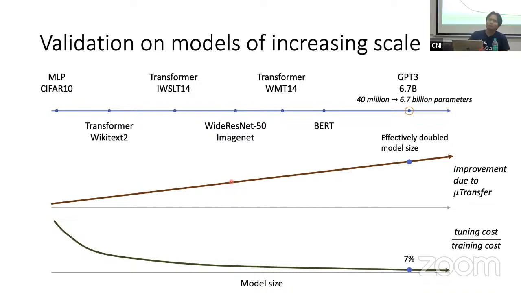So you said that you use 40 million parameters instead of 6.7 billion parameters. So to get the hyperparameters, how much cost does it take to come up with this number, 40 million? That itself is a hyperparameter. Oh, it's very easy.